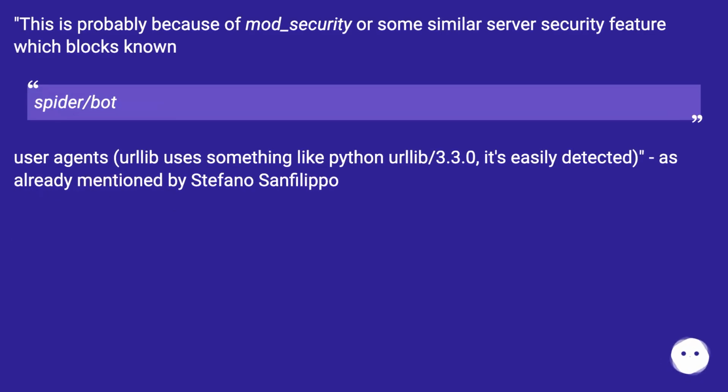This is probably because of mod_security or some similar server security feature which blocks known spider bot user agents. Urllib uses something like Python-urllib/3.3.0. It's easily detected, as already mentioned by Stefano Sanfilippo.